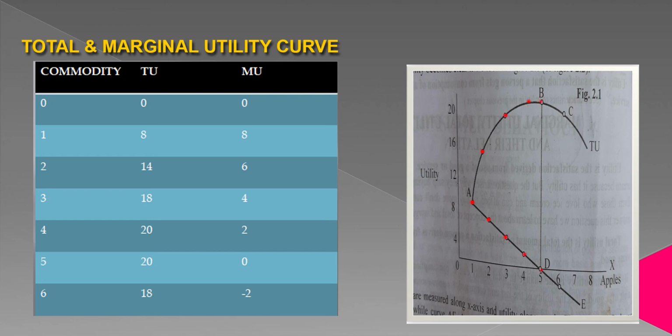When total is again 20 at the fifth unit, marginal is 0. And when total is 18, marginal is minus 2. Here it is. So by joining these points, we get a curve known as the total utility curve. And by joining these points, we get a curve that is known as the marginal utility curve. Same relationship is presented over here also. Total increases, marginal decreases, but remains in the same quadrant. Total reaches maximum, marginal is 0. And when total decreases, marginal becomes negative.